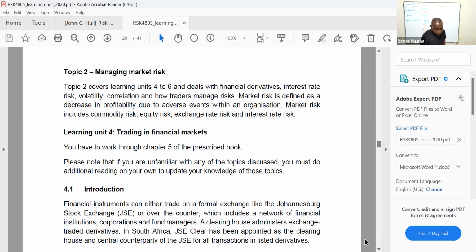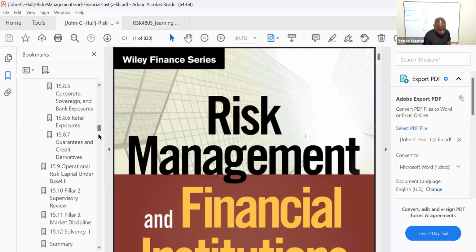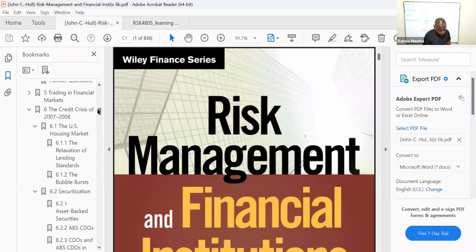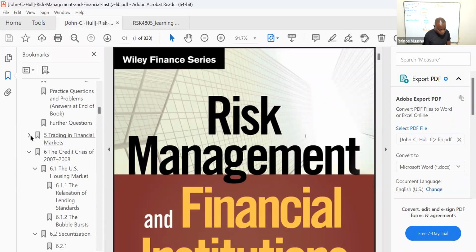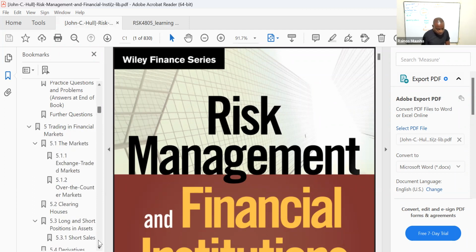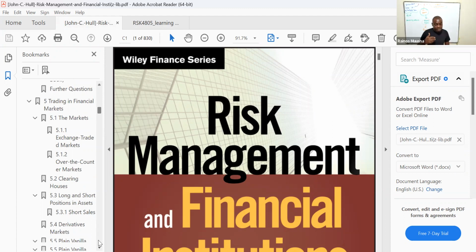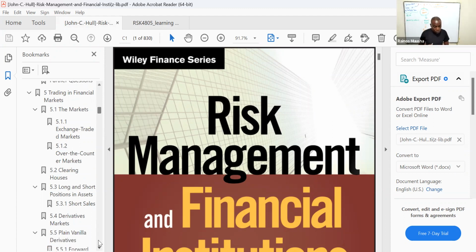Learning unit 4 looks at trading in financial markets, and for learning unit 4, they refer us to chapter 5. In chapter 5, we look at the trading activities, and how you do the calculation and management of the different trading activities that the bank is going to be involved in. So we're going to be looking at the different derivative instruments that are used in the trading activities.